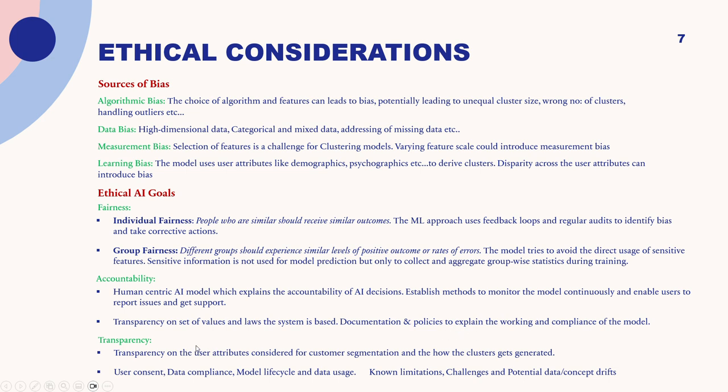Moving to the last section, which is transparent AI. The user attributes considered for the user segmentation and how the clusters get generated will be explained transparently to the users, because users should understand what the attributes are and how the grouping is done. Also, there should be user consent, data compliance, and model lifecycle data usage in place to ensure transparency. In addition, known limitations, challenges, and potential data or concept drifts are communicated transparently to the users.